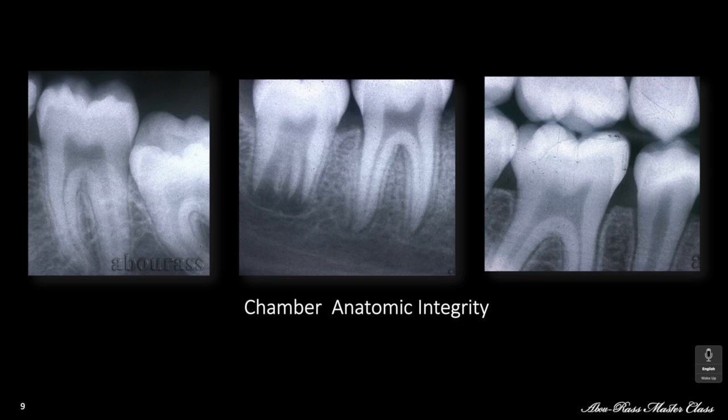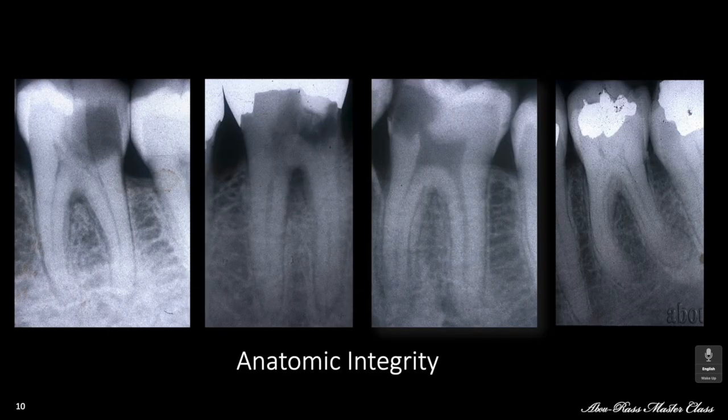The chamber anatomy integrity is one of the very first criteria we look for. The integrity of this outline, specifically when you have a bite wing. The next one is the anatomic integrity with pathology. The previous radiographs were normal, healthy pulp. These pulps have been invaded by pathology.